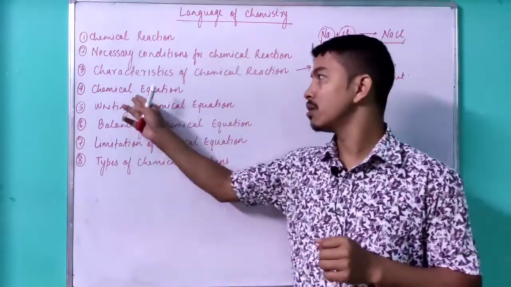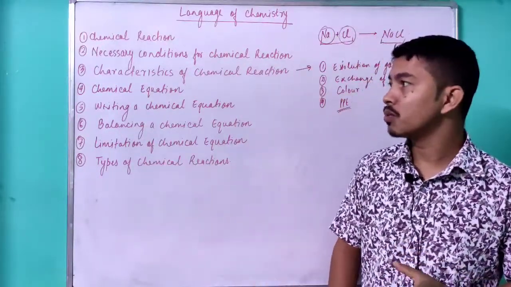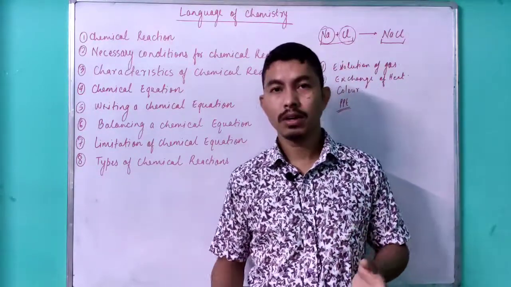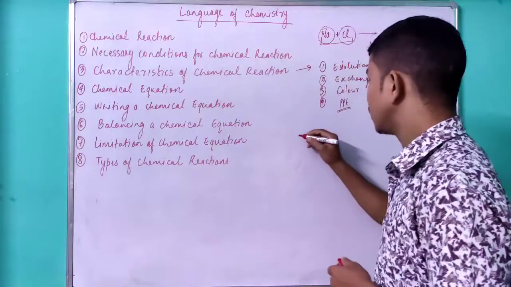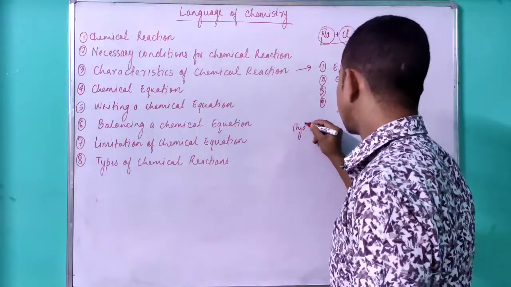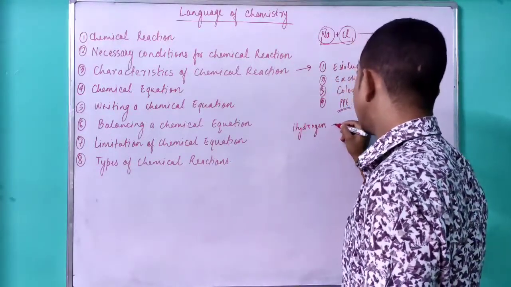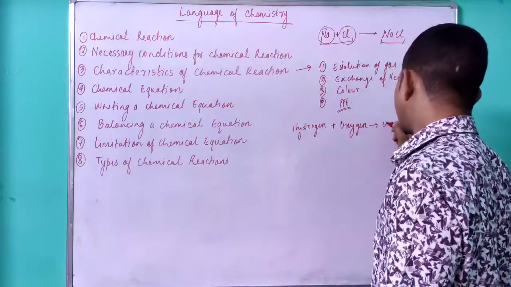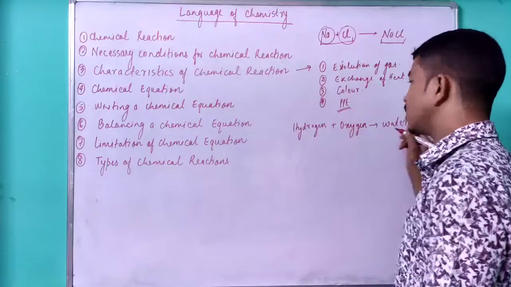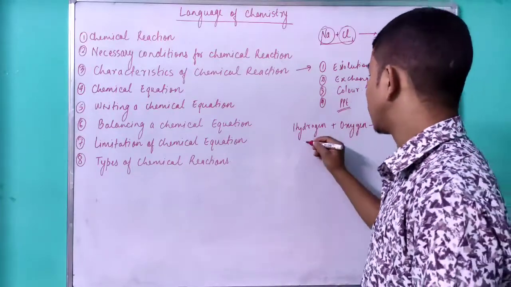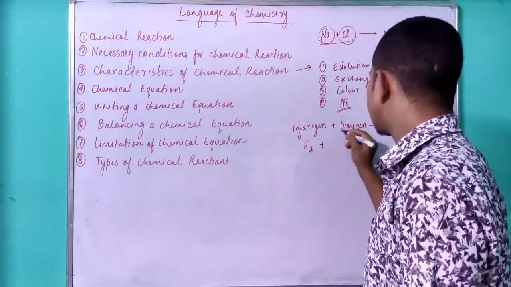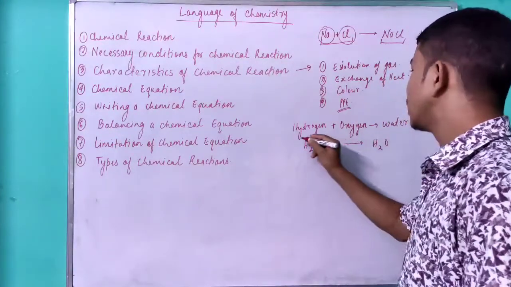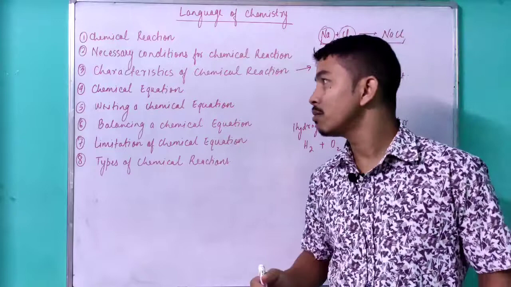Next topic, that is the chemical equation. Now what is a chemical equation? The chemical equation is the symbolic representation of the chemical reaction. Like if I say the hydrogen reacts with the oxygen to give water, and I write it in terms of a symbolic representation, the hydrogen reacts with the oxygen to produce water. Then this form is known as the chemical equation.